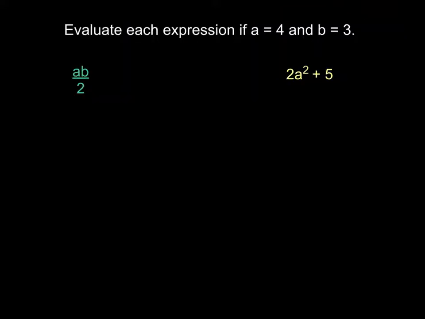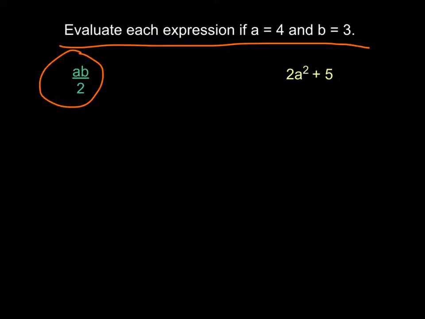Now let's take a look at this one. It says evaluate each expression if a equals 4 and b equals 3. So again, just like a puzzle piece. These are two separate problems. Let's do this one first. I see that the variable a equals 4 and b equals 3. And I'm just going to do like this to show that I'm multiplying those, because remember, no sign means I multiply. Now remember, this is the fraction sign. You've learned that, but it's also the division sign. So I'm going to divide that by 2.